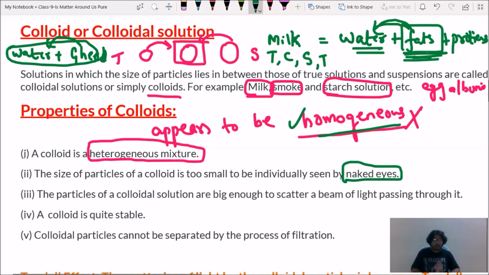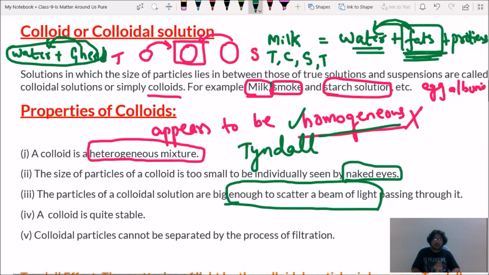Next, colloid particles are big enough to scatter a beam of light. So if you pass light through milk solution, starch solution, or smoke, you can automatically observe that the light will be scattered. We'll talk about one effect called the Tyndall effect. The Tyndall effect is related to smoke. If you pass light through smoke, you can observe a light beam. I'll show pictures and we can understand the Tyndall effect very easily.